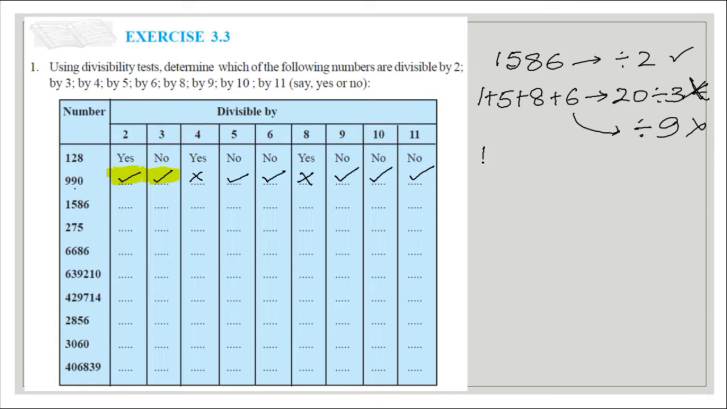Then 1586, is it divisible by 4? The last two digits we have to see. 4 2s are 8, 4 1s are 4, 2 will be remaining. So it is not divisible by 4. Since the number is not ending with 0 or 5, it is not divisible by 5. Since the given number is not divisible by both 2 and 3, it is not divisible by 6.